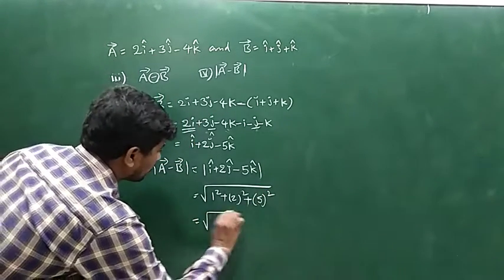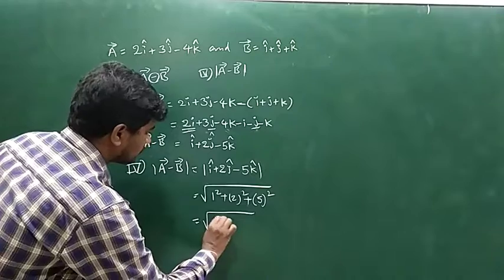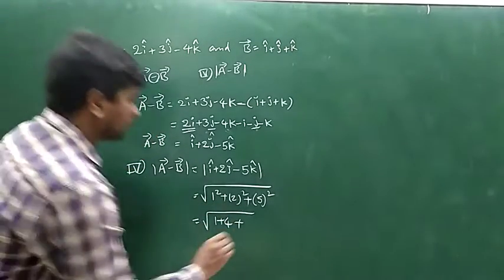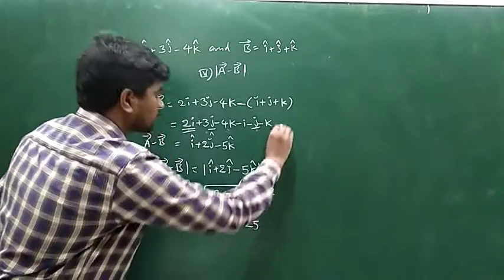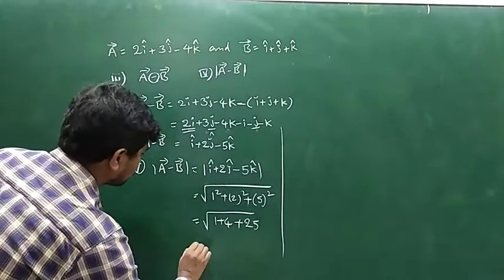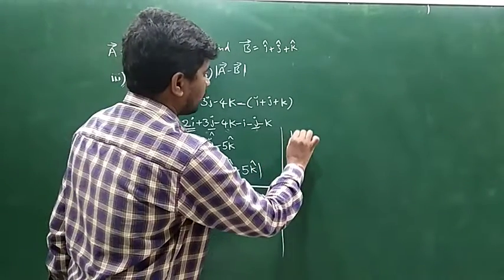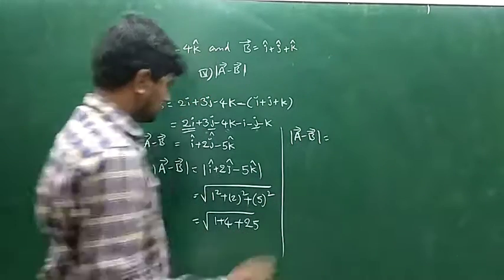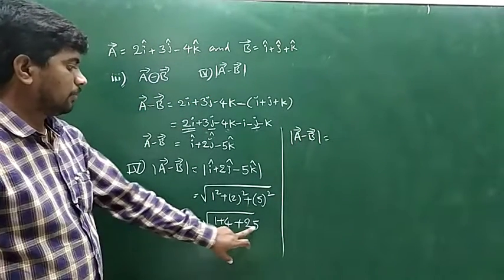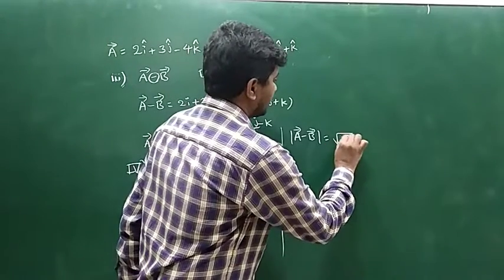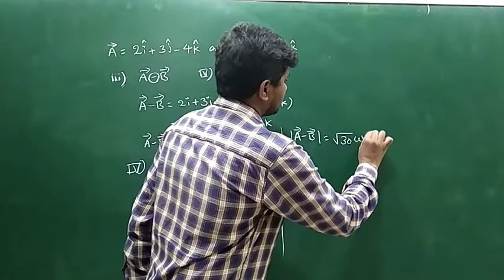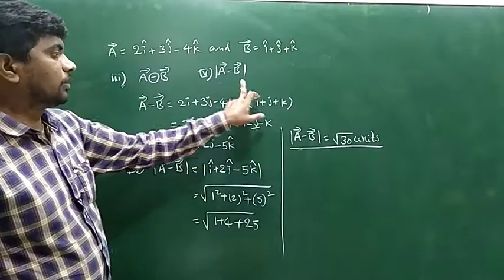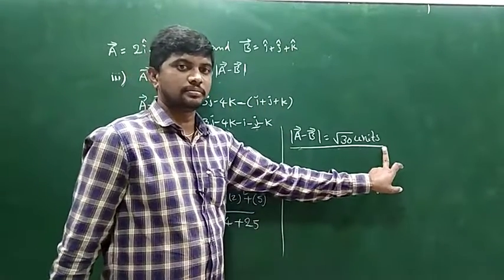Therefore, under root of 1 square means 1, 2 square means 4, 5 square means 25. Therefore, magnitude of a bar minus b bar equals 1 plus 4 plus 25, which is root 30 units. This is the fourth answer: mod a bar minus b bar is equal to root 30 units.